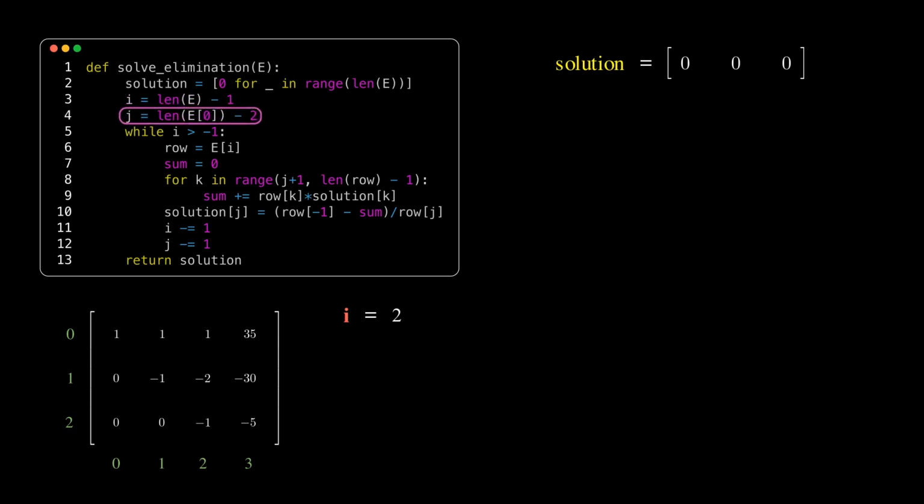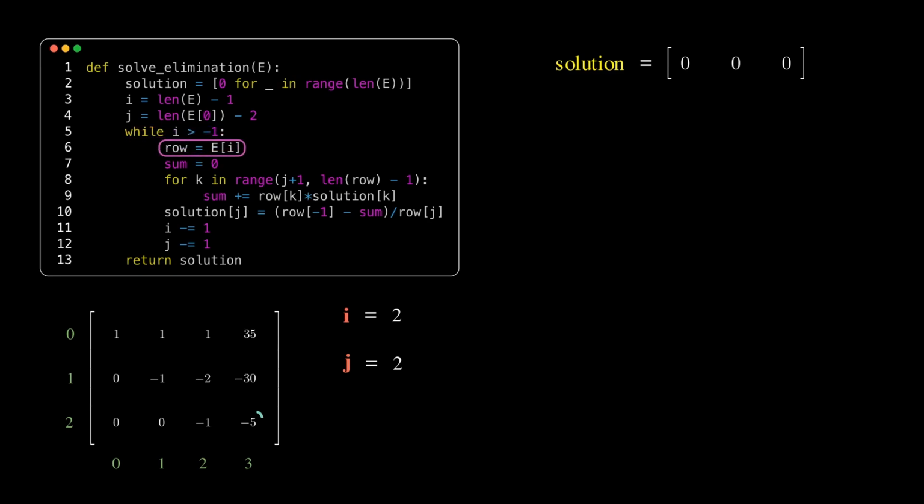The value of variable j is equal to 2. It stores the index of the second-to-last column in the matrix. This is because in the last row, only the coefficient in the second-to-last column is non-zero. j will help us to perform necessary computations. We use the condition of i greater than -1 in the while loop to ensure that i includes 0 index and does not become negative.